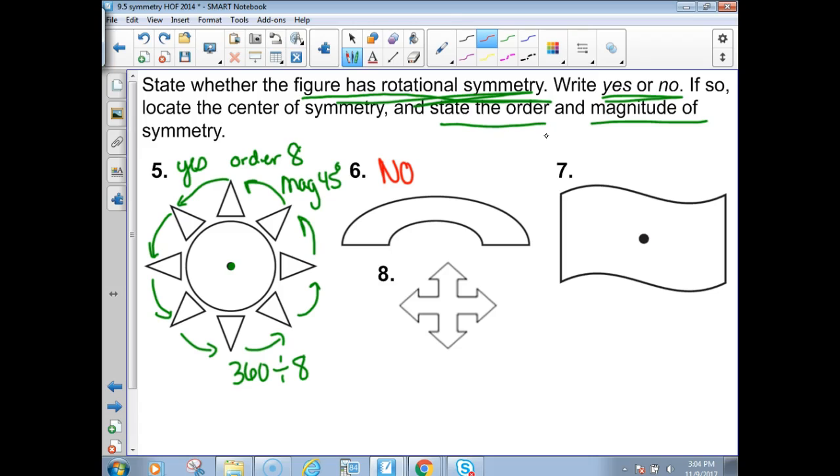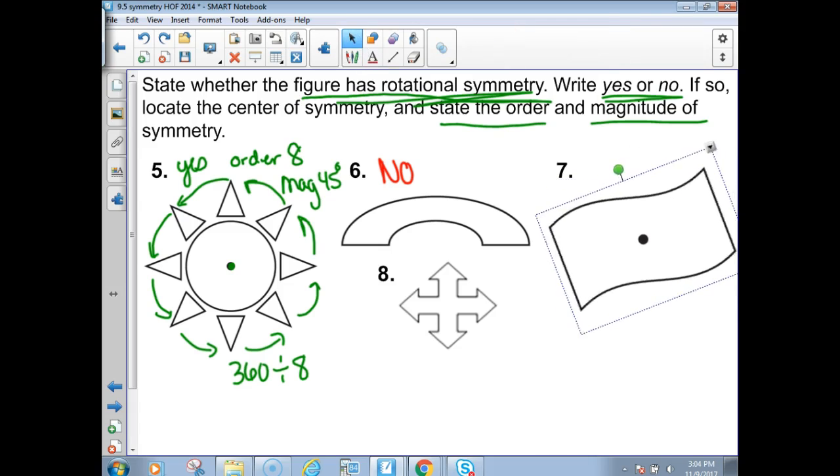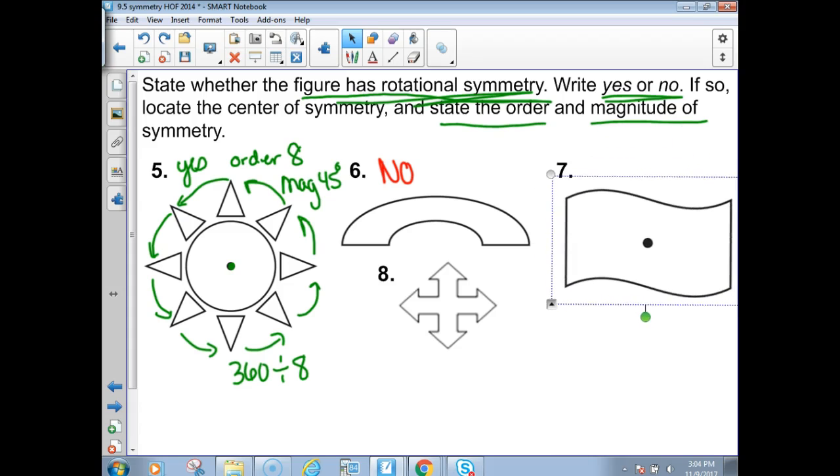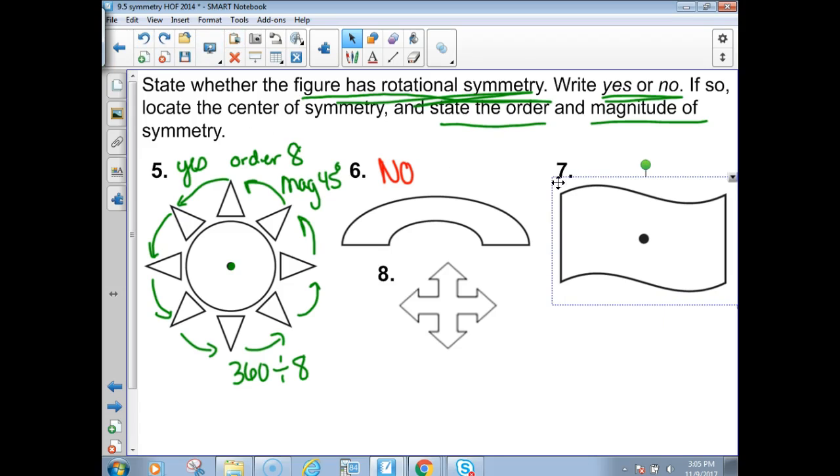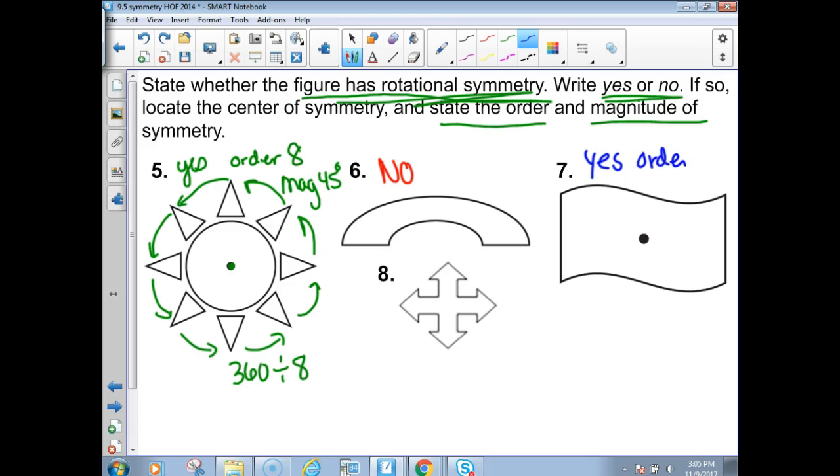What about 7? Does it look the same upside down as right side up? Let me try it. I just turned it over. Was it the same as it was? Yes. That's the kind that has point symmetry. So this is a yes. It is order 2, and the magnitude is 180, which means it has point symmetry. Point symmetry is a rotation of exactly 180.